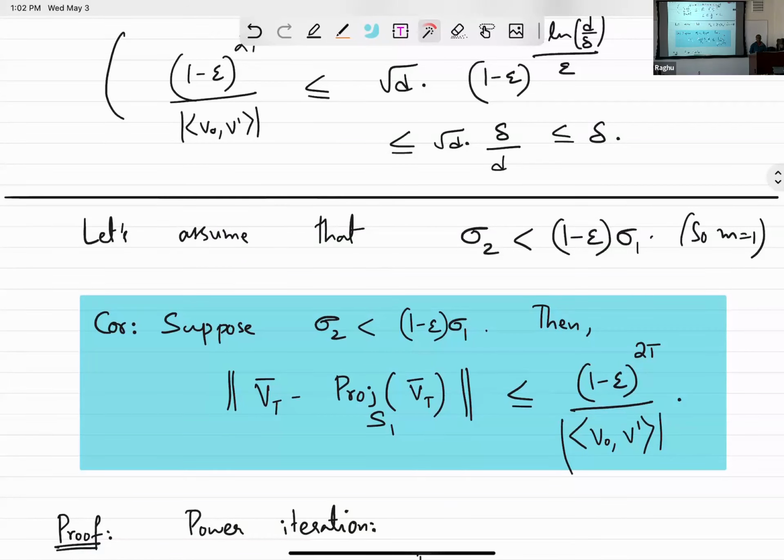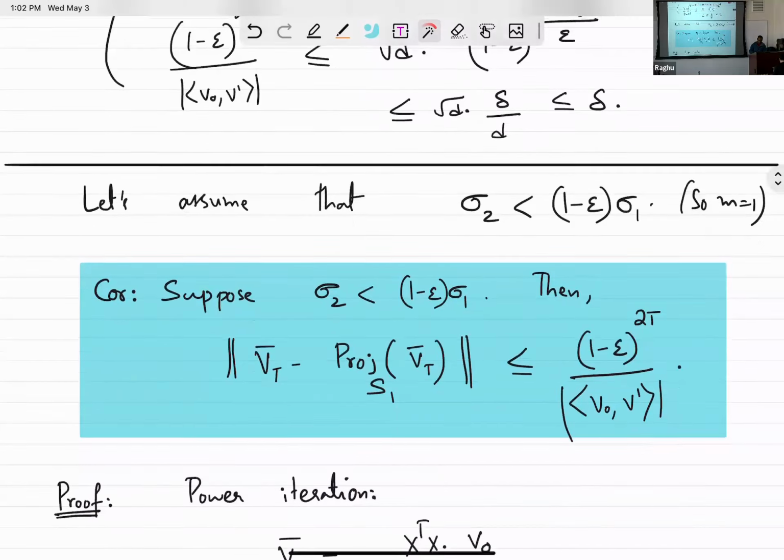Not necessarily, even like in the identity matrix, right? But there also the statement is true, because when there is no gap whatsoever, any vector is good enough. Like for identity, every vector is a singular vector, and every vector x times v is just v. So the length is always 1. Okay.